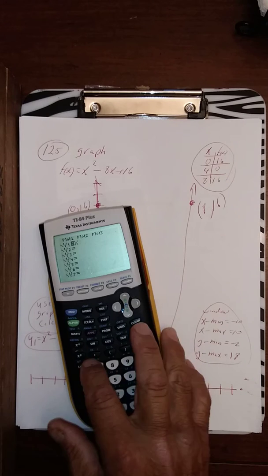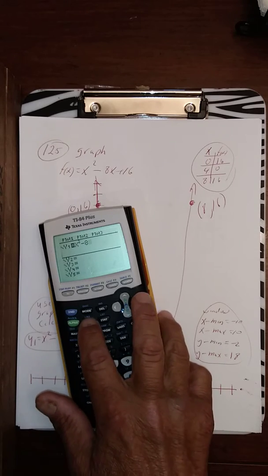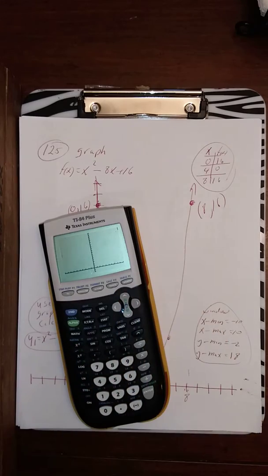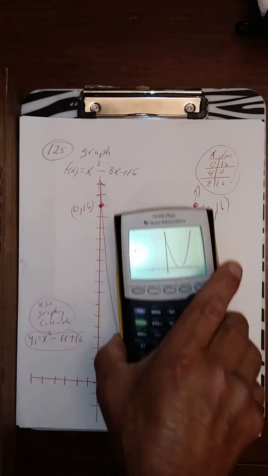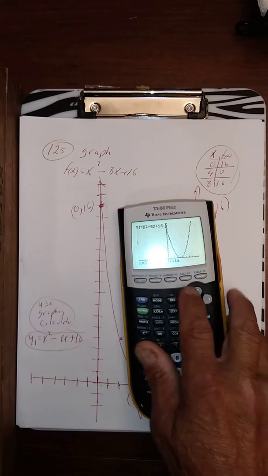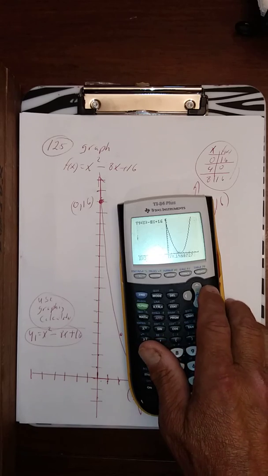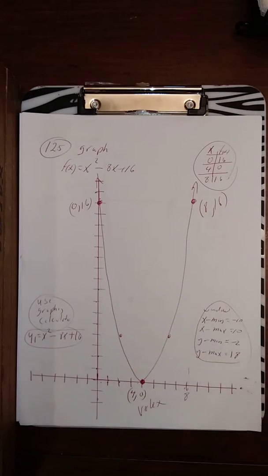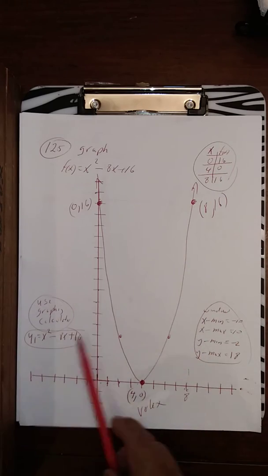X squared minus 8x plus 16. Hit graph. It looks like this right here. So you can use trace also if you want. You can find some points right there, keep going. Find some more points, you can find other points. Okay, alright. Graph looks like this. There's a point, there's a point, there's a point. There they are using the graphing calculator.